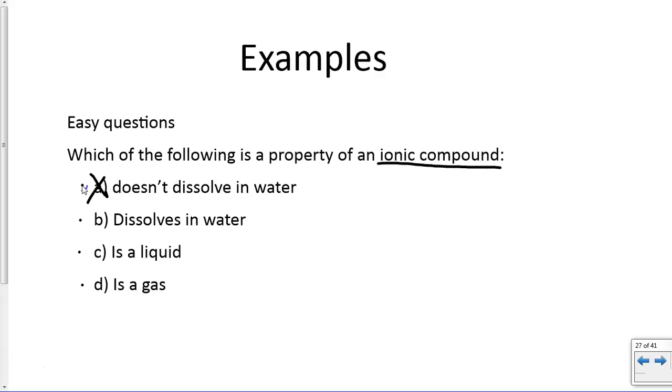Now let's take a look at dissolving in water. We remember this whole solubility part of it. Ionic compounds, we ended up seeing all of them dissolve in water. We didn't end up seeing that with moleculars. Only some dissolve, some don't. So we're going to leave this one on the table.